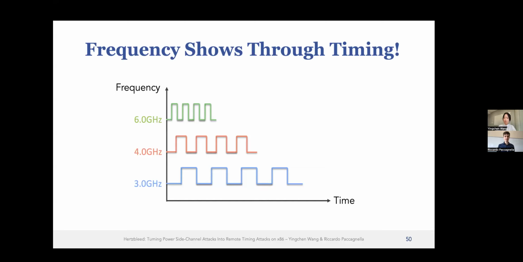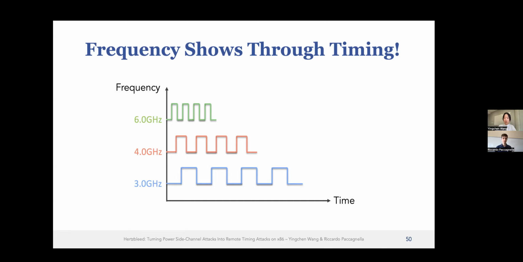So, in the first part of the talk, we said that frequency leaks the data being computed on. Now we're going to show how to use the Hertzbleed side channel to launch a remote timing attack. Why can we even do that? The reason is very simple, because frequency and timing are equivalent to each other. The higher the frequency, the shorter the running time.